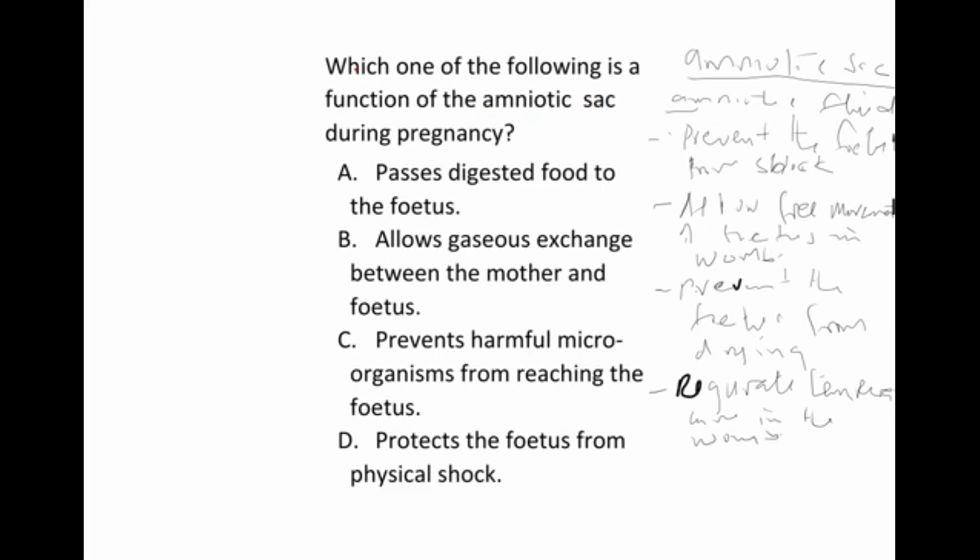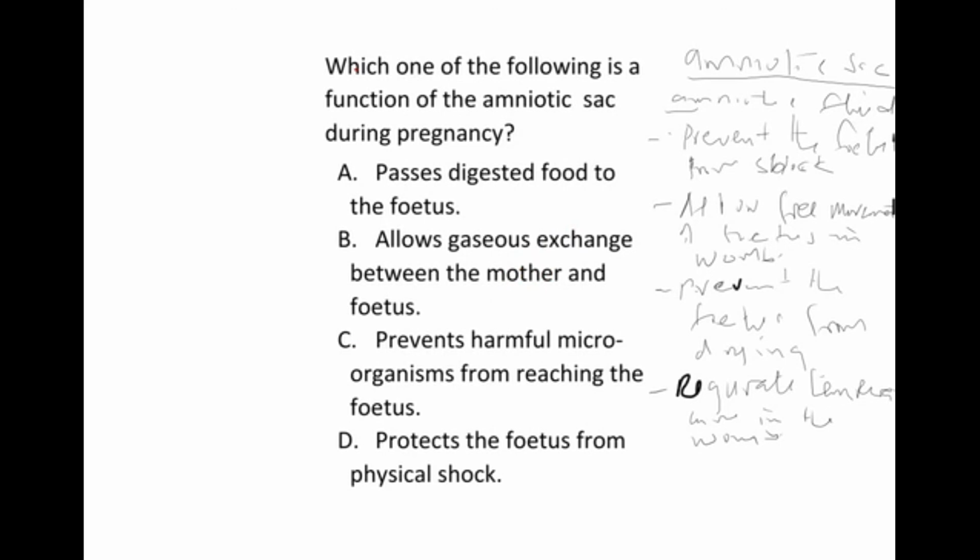So looking at our choices there, A, we have passes digested food to the fetus. It is not the work. According to our explanation here, we don't have anywhere we have said it allows the passage of digested food. What allows the passage of the digested food? It is the placenta. The placenta allows food material to pass through to the fetus. Allows gaseous exchange between the mother and the fetus. Also, the placenta is the one that allows this, because the placenta is the organ of contact between the mother and the fetus.